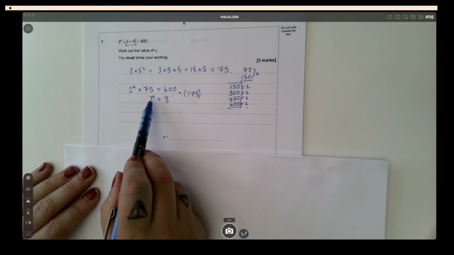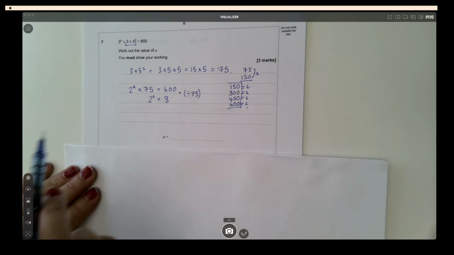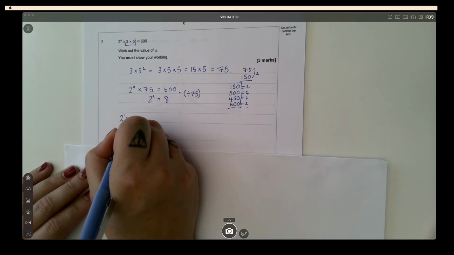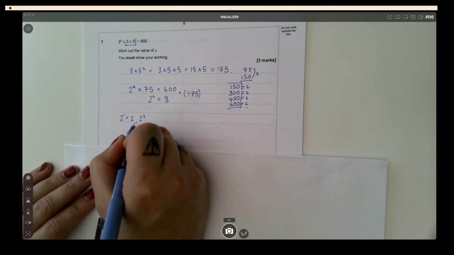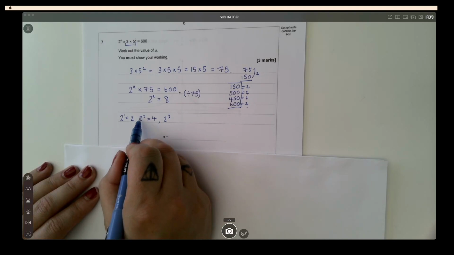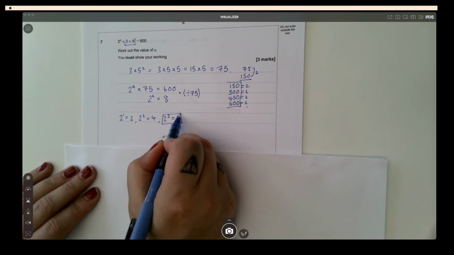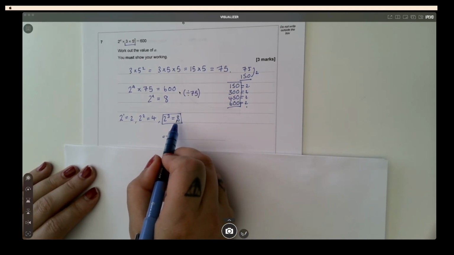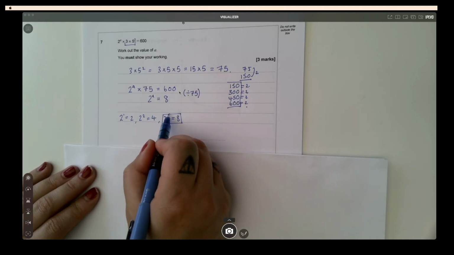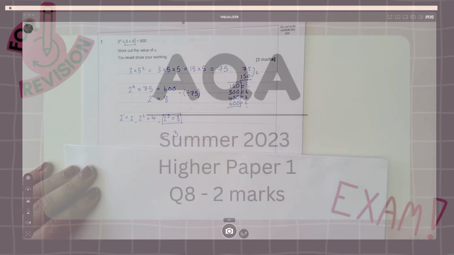So 2 to the power of something is equal to 8. Now I'm going to deal with my powers of 2 until I find out what that number is going to be for A. By powers of 2, I mean 2 to the power of 1 is 2. 2 to the power of 2, 2 times 2 is 4. 2 to the power of 3 is 2 times 2, which is 4, times by 2 again, which is 8. I'm going to stop here because I have a match on the right hand side. So 2 to the power of A is equal to 2 to the power of 3. So A must be 3.